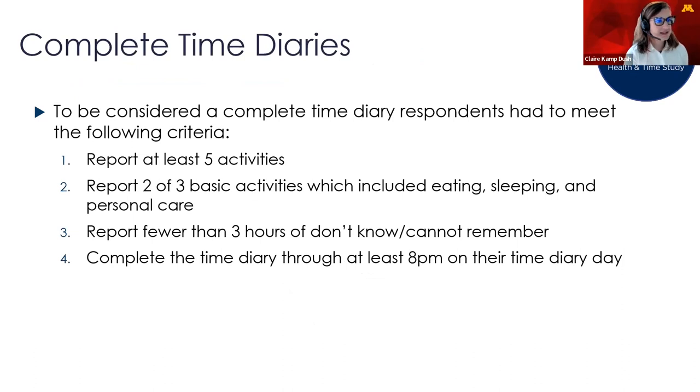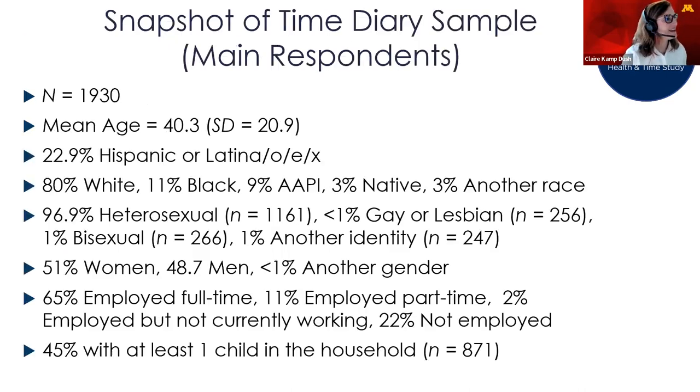To be considered a complete time diary, you had to meet the following criteria: report at least 5 activities. This is similar to some of the same rules they use in the American Time Use Survey. You had to report 2 of 3 basic activities, which included eating, sleeping, and personal care. You had to have fewer than 3 hours of "I don't know" and "I can't remember," and you had to complete it at least through 8 p.m. of the time diary day. And shout out to Hunjay, who helped with figuring out who actually had a complete time diary.